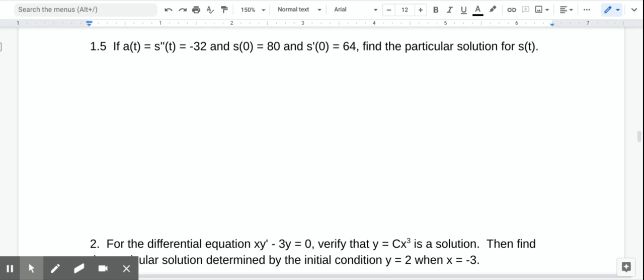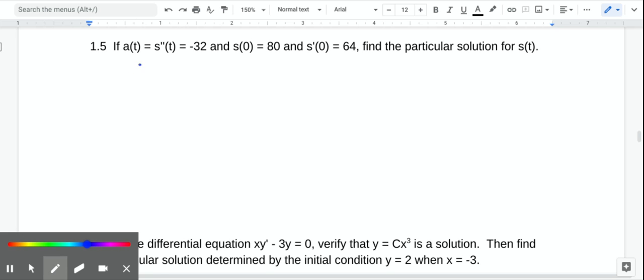In the next example, we have an acceleration function. We know that acceleration is the second derivative of position. So our acceleration is negative 32. We know s of 0 is 80, and the first derivative at 0 is 64. So we want to find our position equation. And we're going to find a particular one because we were given initial conditions.